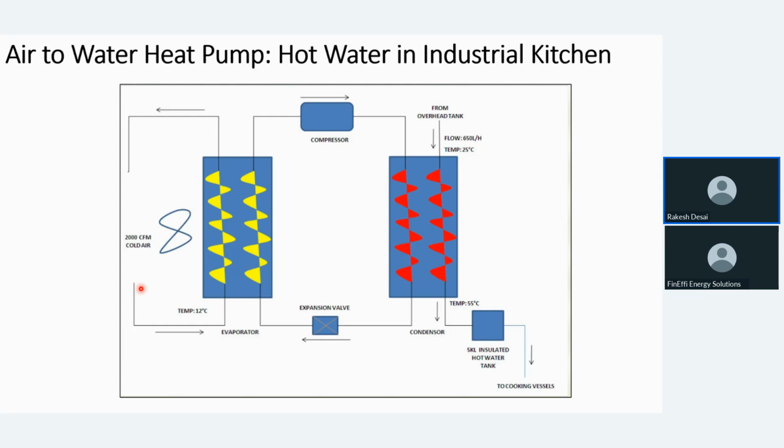In one of the hotels where I recently carried out the energy audit, a similar type of heat pump is installed to meet the hot water requirement for bathing, and the cold air is used to meet the requirement of their office area. So this way, both sides of the energy, cold energy as well as hot energy, can be utilized.